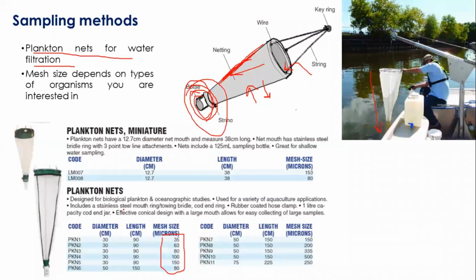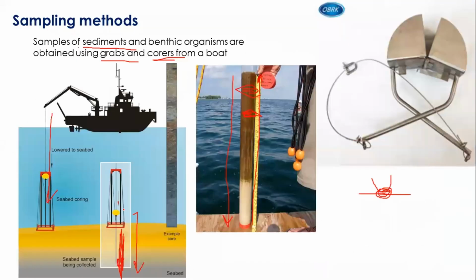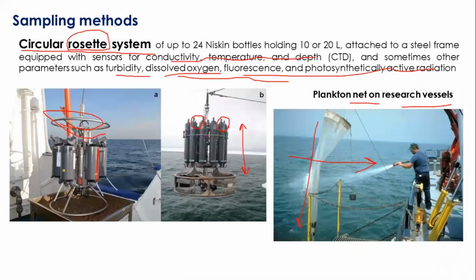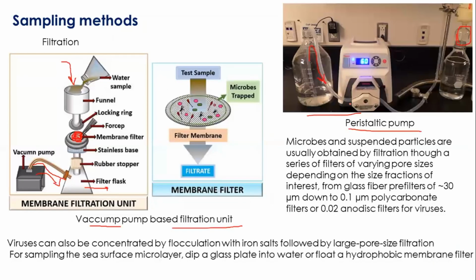So we have plankton nets of different mesh size. We have grab, we have corers, we have the Niskin water sampler. This Niskin water sampler is linked with all the other probes, mostly CTD, that is conductivity, temperature, and depth, and it is called a circular rosette system. If you are in the open sea, then the plankton net can be linked to the back of the research vessel, which tows it while running, right?